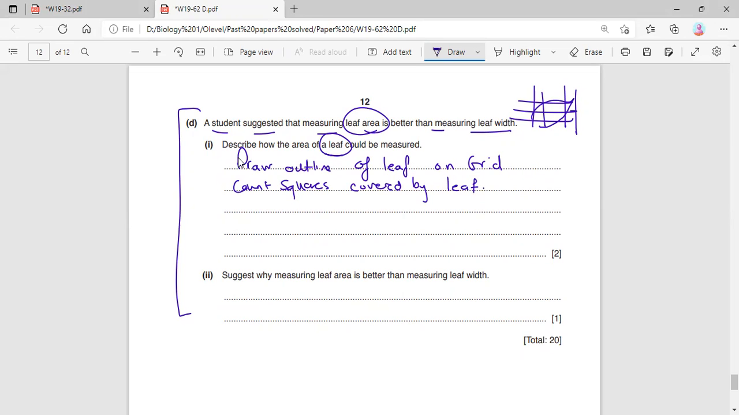What if half of the square is covered? You only include the squares that are more than half covered. Okay. Why is measuring the area better than the width?